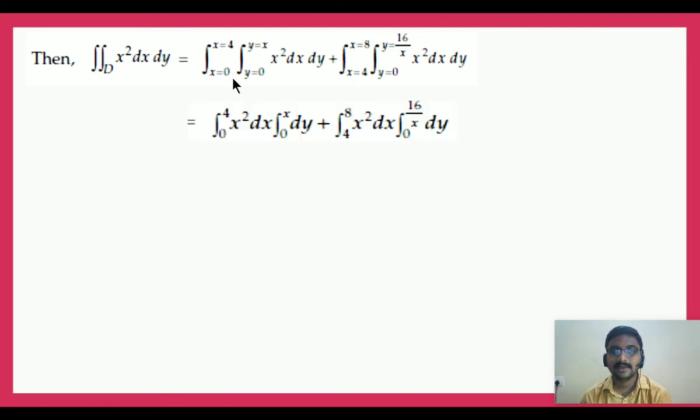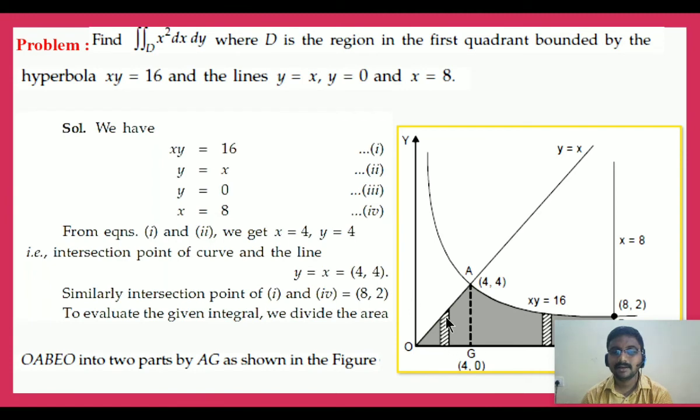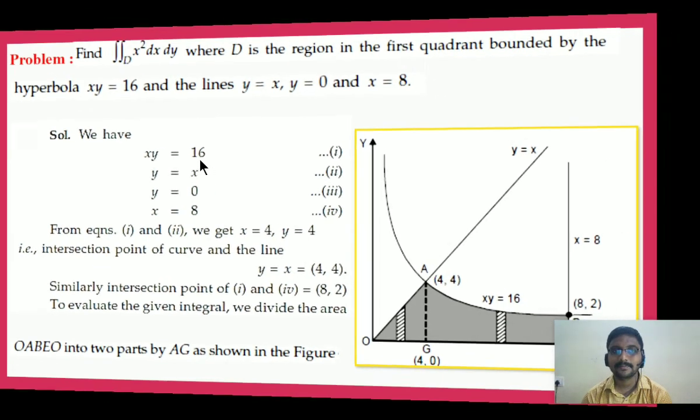For the first double integral, look at the figure. For the first strip, the lower part of the strip touches the x-axis, so y equal to 0. The upper part of the strip touches the line y equal to x. So y varies from 0 to x, and the x limits are the ordinates from origin 0 0 to 4 0, so x varies from 0 to 4. Thus the limits are obtained for the first double integral, for the OAG region: y varies from 0 to x and x varies from 0 to 4.